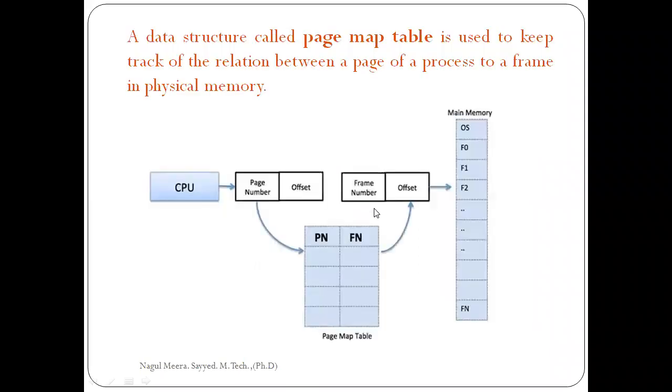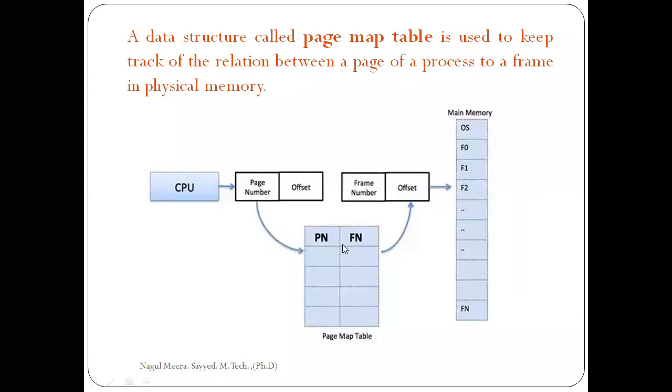What is the main operation? The page table performs the page mapping operation. What is page mapping? Page mapping is nothing but a comparison or relation between the page number at the CPU and the frame number at the main memory. If these two are equal, then only the CPU executes that particular process. If these two are not equal, that particular process is not executed by the CPU. This is about our today's topic.